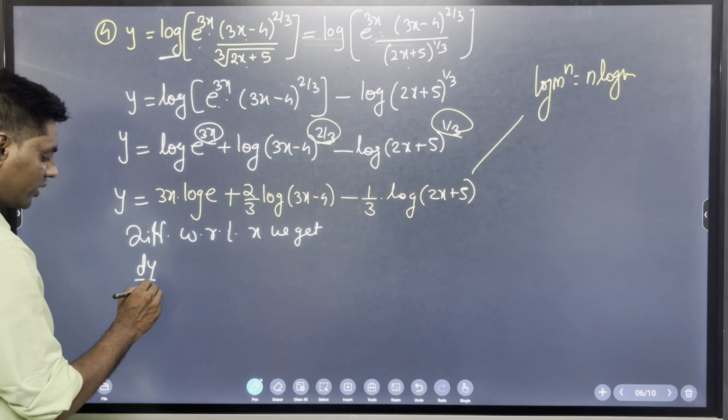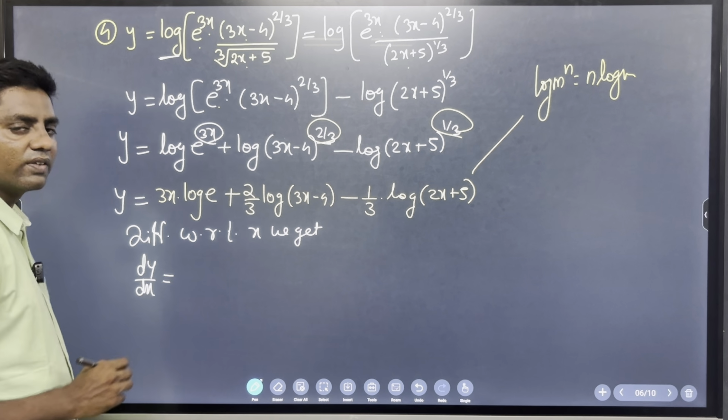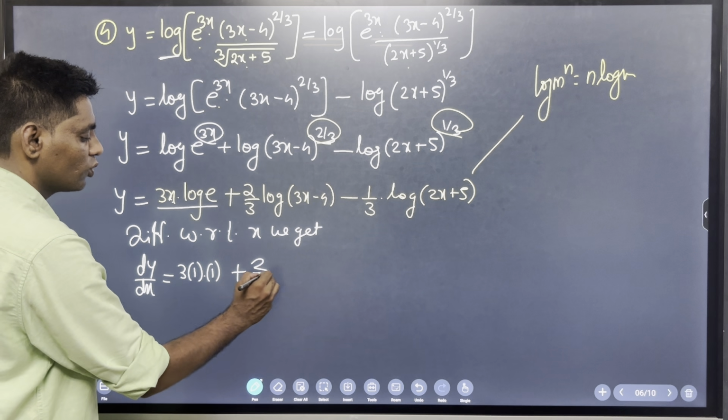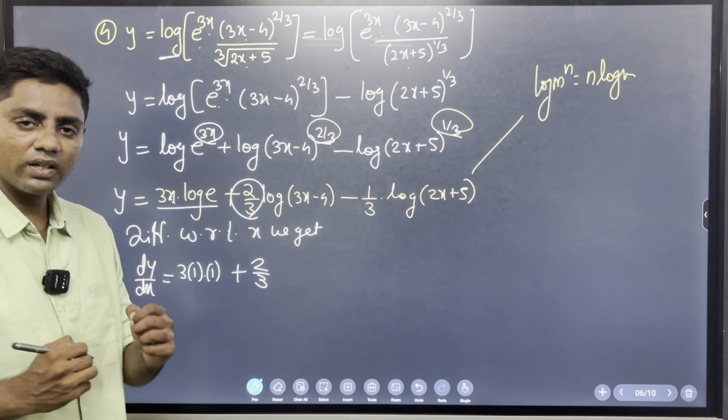So when we take the derivative, just treat the functions first. Here is a product of three terms. x is the function whose derivative is 1, so 3 is as it is. The derivative of x is 1, and log e is 1. Plus 2 by 3 is the constant. We take the derivative of the function.